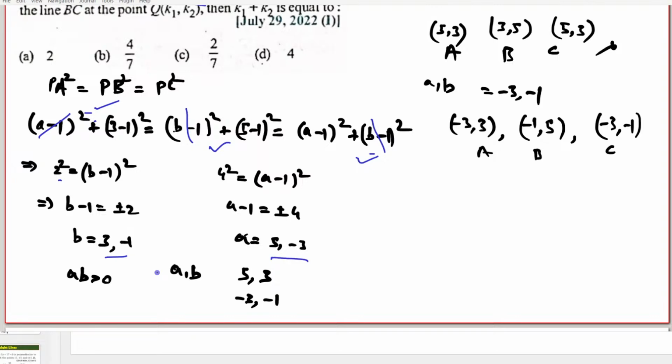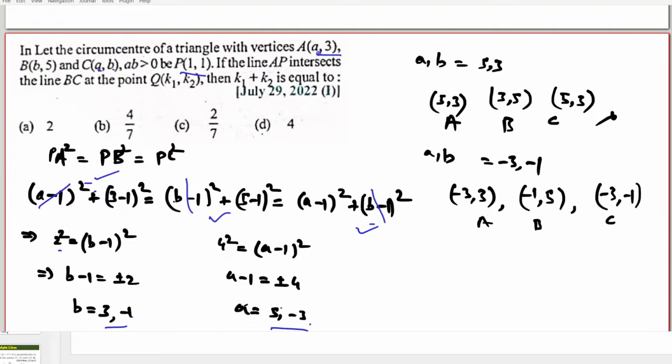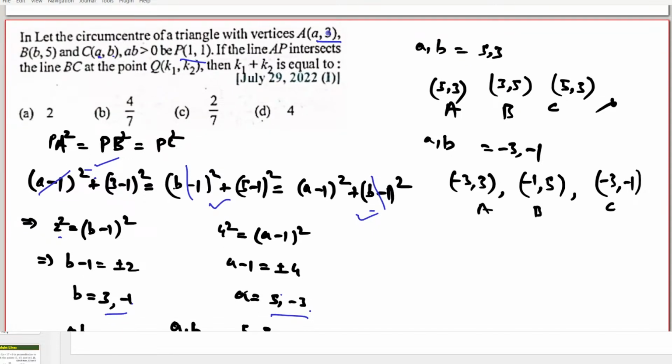Now we have ab greater than 0. What does that mean? Both of them are together positive or together negative. So (a, b) can be either (5, 3) or (minus 3, minus 1). Very good. But then that is not sufficient. We need a particular (a, b). We cannot have two different (a, b), right? So let us try what are these three points using both the conditions that we have got.